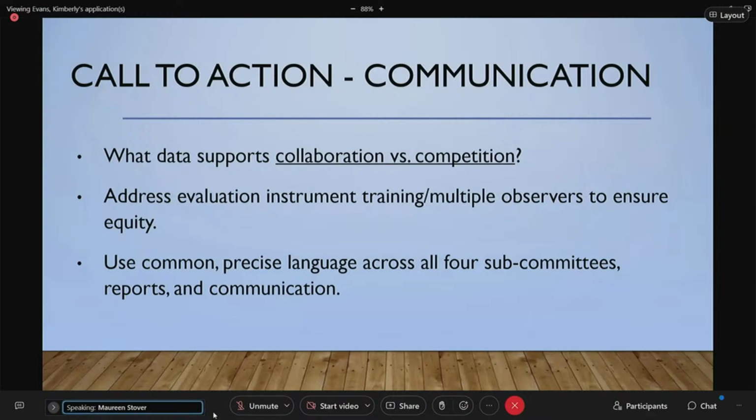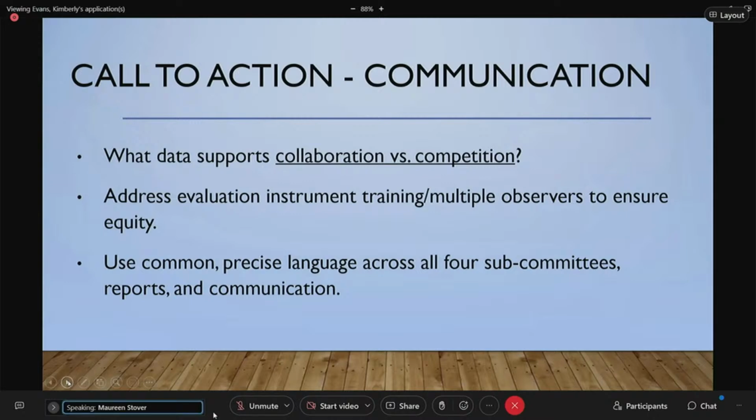We also want to address the evaluation instrument to ensure that it would involve multiple observers, not one observer who's watching a teacher, and that whatever tool is developed does have inter-rater reliability, so that as multiple raters or evaluators are observing a teacher, the scores they give on that evaluation are consistent.